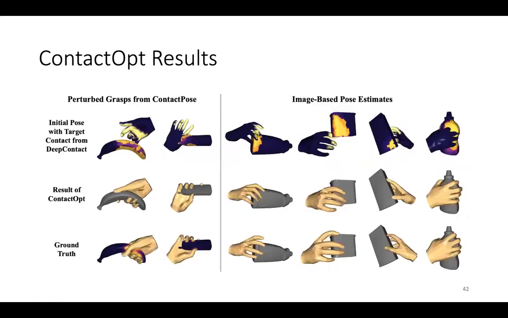And here are some results. So you can see in the top row, prediction results from some state of the art image based algorithms or some artificial perturbations added to the contact pose dataset. And then the results produced by the ContactOpt algorithm compared to the ground truth.